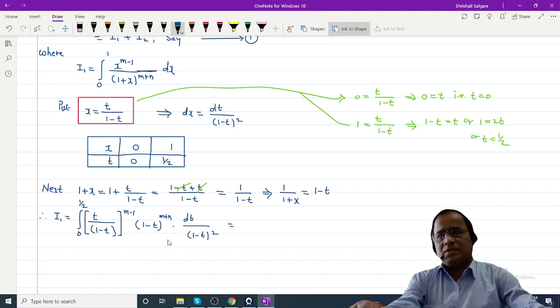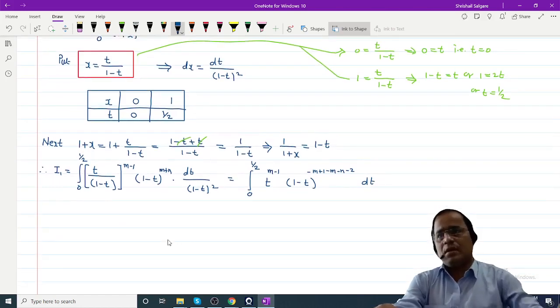Now further, there is no constant term, so it can be simplified as integral 0 to 1 half. There is a single term t raised to m minus 1. So can you tell what is the power of 1 minus t? For the first, you have to write in the numerator. It becomes minus m plus 1, minus m minus n, and minus 2, dt. That means I1 is equal to integral 0 to 1 half t raised to m minus 1.